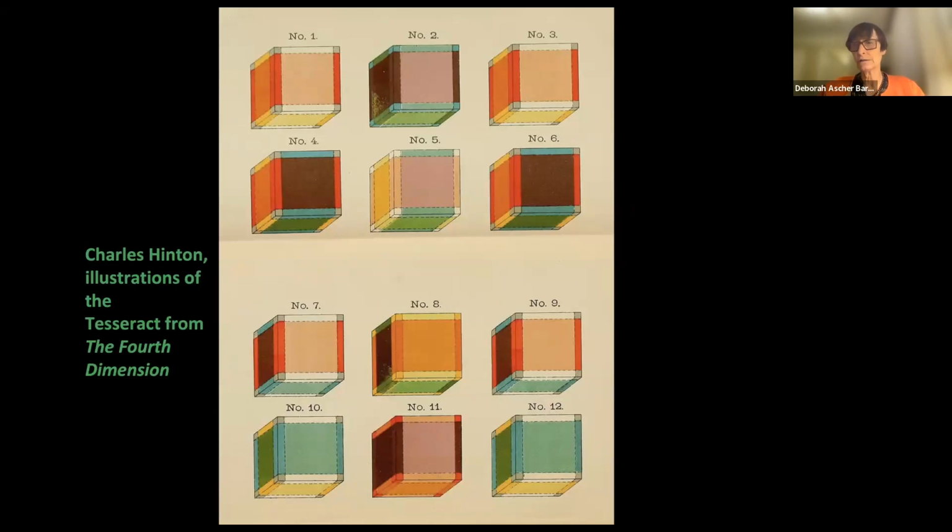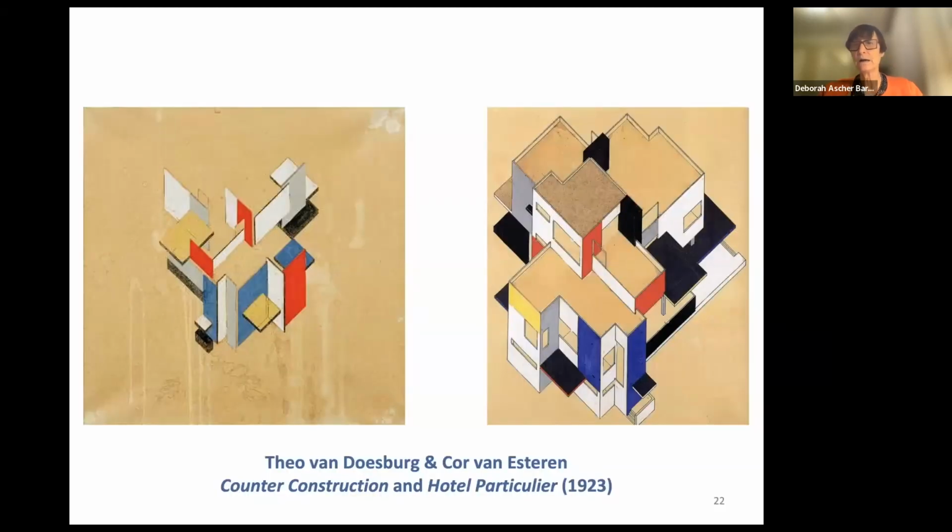Hinton used color in his book, The Fourth Dimension, to visualize the tesseract, which is the first instance of color and this kind of space being tied to one another. Architects were fascinated with the new geometries and their implications for architectural design. In the Netherlands, the De Stijl group, led by Theo van Doesburg, believed that they could design a new kind of space inspired by the tesseract and fourth dimensional thinking.